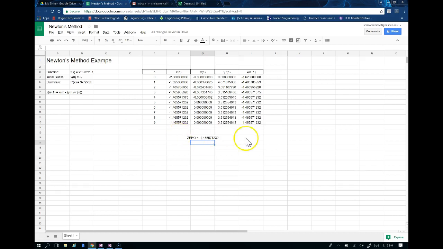So Newton's method is a really old method, from before graphing calculators, probably even before regular calculators were invented, for how people were able to figure these things out.